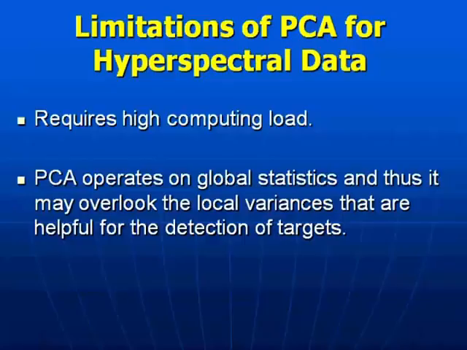But when I look at principal component analysis for feature extraction, it indeed requires high computing load when it comes to hyperspectral data. Further, PCA operates on global statistics, and there may be a tendency that it may overlook the local variances that may be helpful for the detection of targets. Now, as you know, why hyperspectral data has come? I really want to detect those small objects, but if I want to use all the bands, then there is problem of computational load. So I go for PCA, but PCA loses that information.